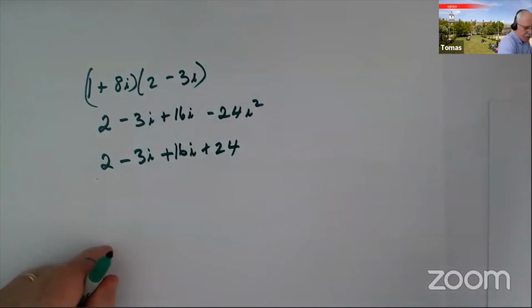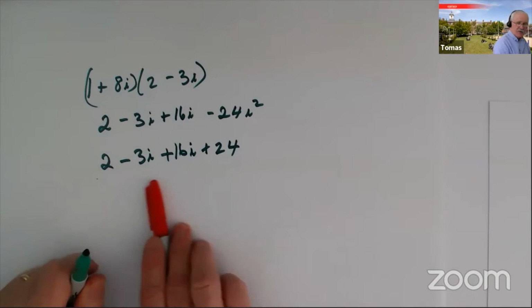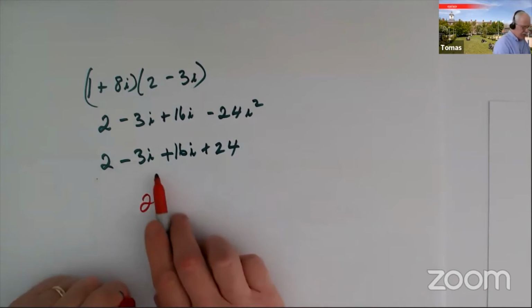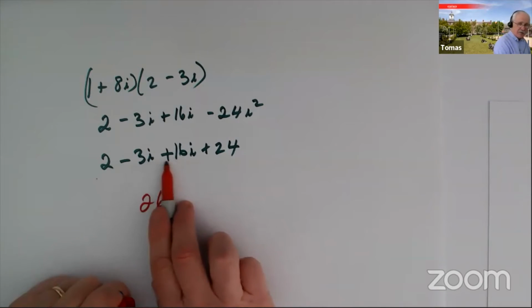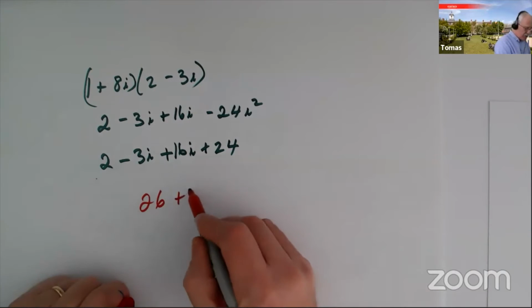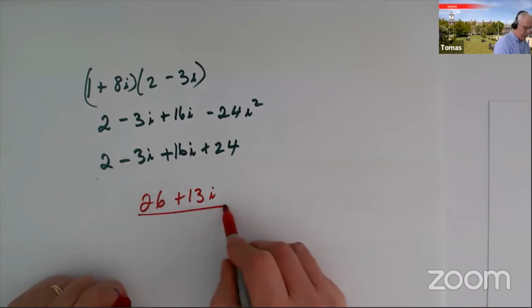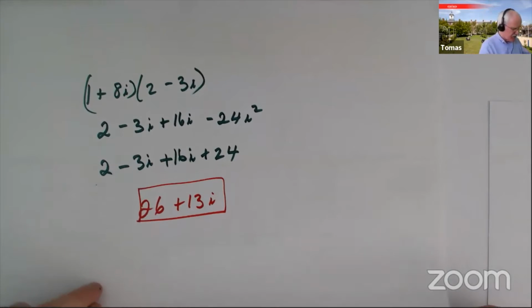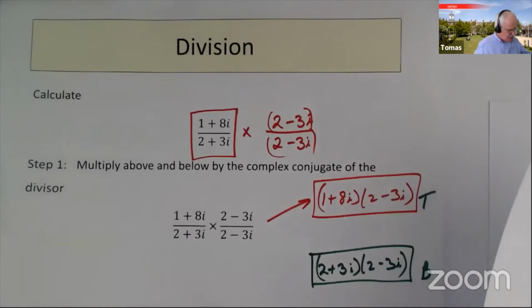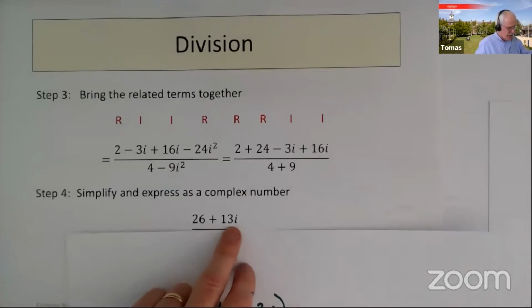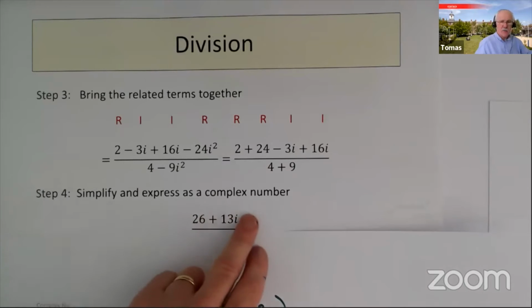So I now have two real parts, the 2 and the 24. So I'm going to make that a 26. And the 3i and the 16i are the same type of thing. There's minus 3 and 16, so that's a total of 13i. So that's what I got for the top line, 26 plus 13i. And I think if I do the sums on this, and I go through it, 26 plus 13i is what I got for the top.